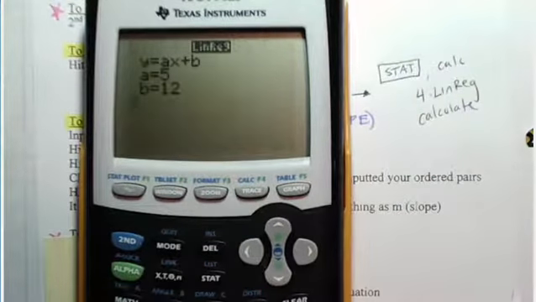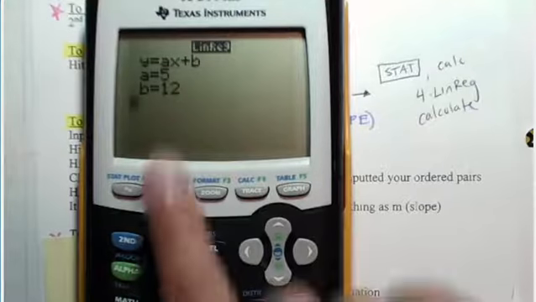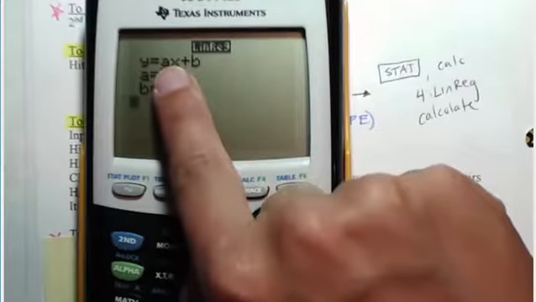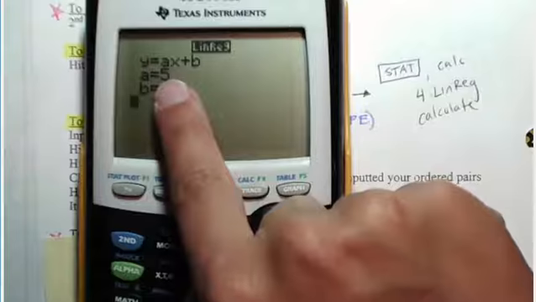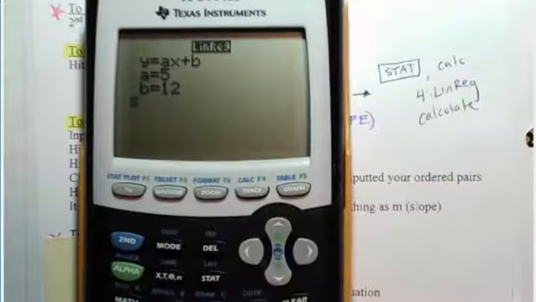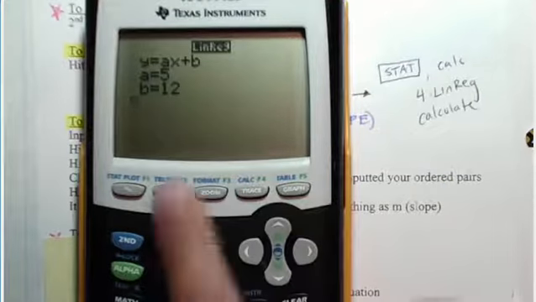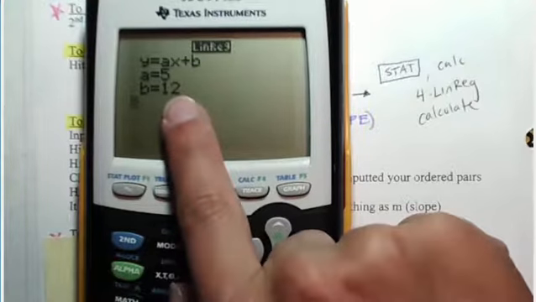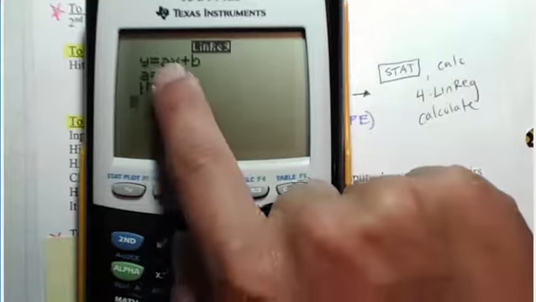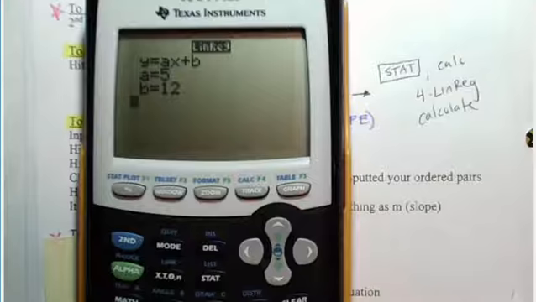Push enter. Notice it gives you the equation y equals ax plus b, so the a is our m, and my slope here is 5. Okay, what's the y-intercept? 12. So my equation here would be y is equal to 5x plus 12. So that will work for any table that you plug in if it's linear to find the slope.